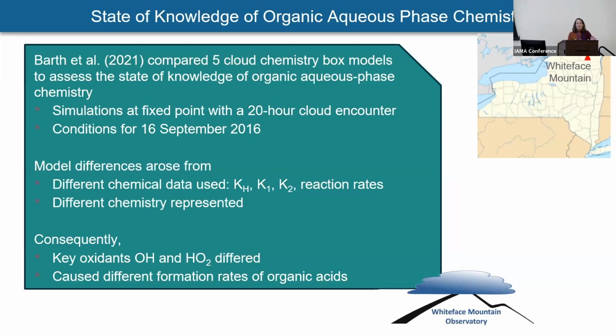What we learned from that study is that there were a lot of model differences that arose from us using different chemical data, in particular the Henry's law and the dissociation constants, as well as reaction rates in the aqueous phase chemistry. And then to some extent, because we had different chemistry represented in our aqueous phase chemistry, as well as the gas phase chemistry. So consequently, the hydroxyl radical and the HO2 radical differed, and that caused different formation rates in organic acids.